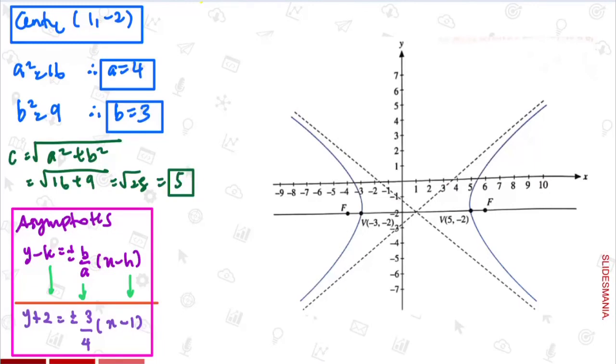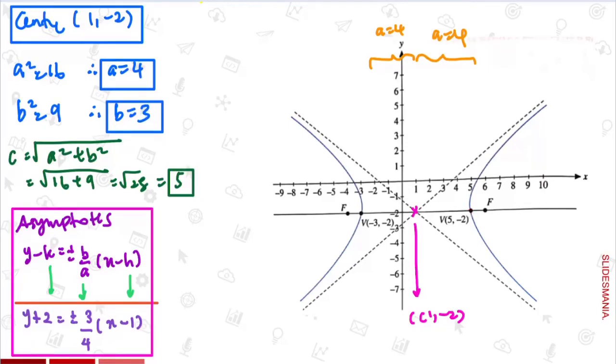So let me show you here the summary of example 1. We have our center in the middle here with the coordinate of (1, -2). Then, since our a is equal to 4, we can utilize the value of 4 in order for us to find our vertices. So, when you go to the left by 4 units, this is our vertex here, (-3, -2). And when we go to the right by 4 units, this is our vertex here, which is (5, -2).